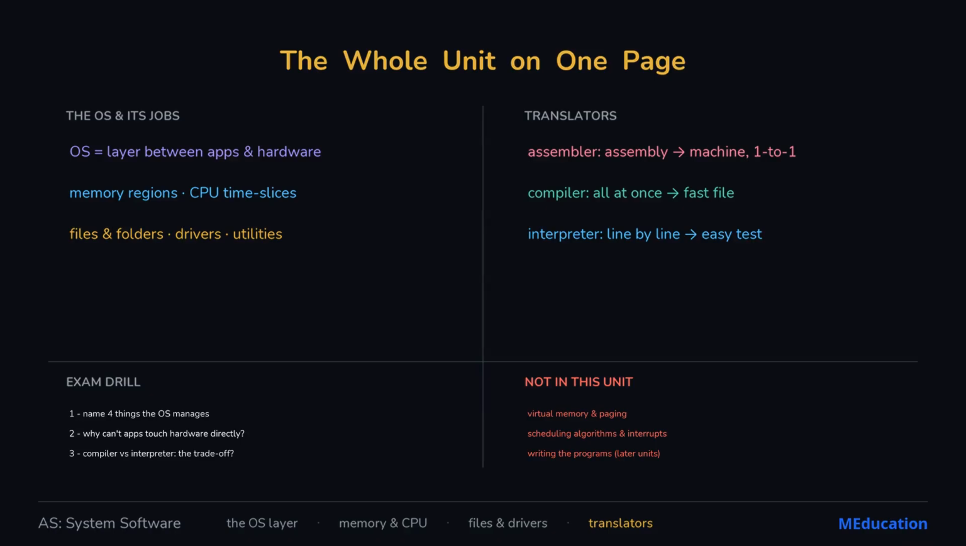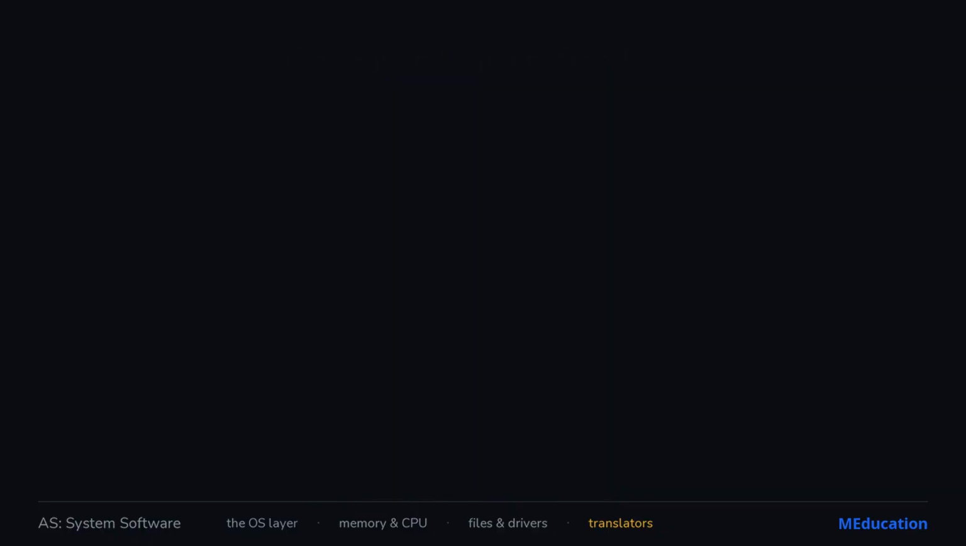Assemblers do the one-to-one low-level hop, compilers convert a whole program upfront for speed, and interpreters run it line by line for easy testing. Different routes to the same binary. The deeper memory and scheduling theory comes in the A2 units.